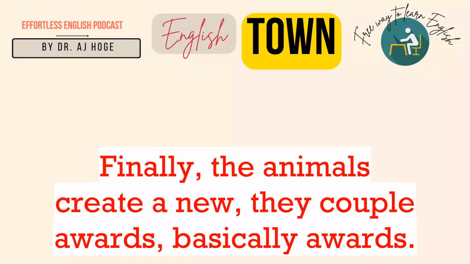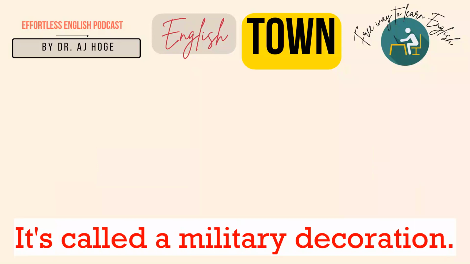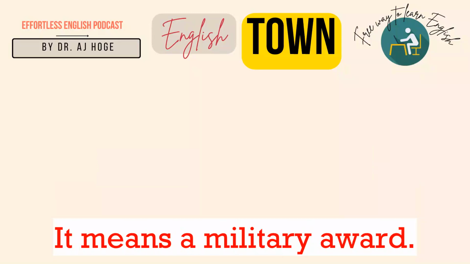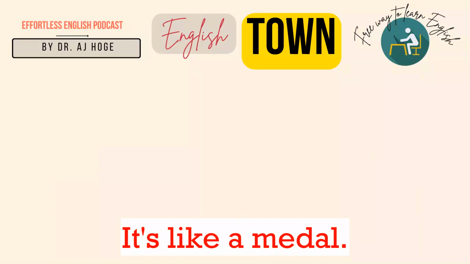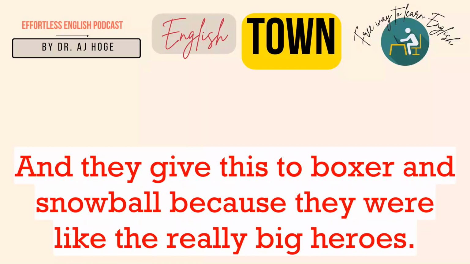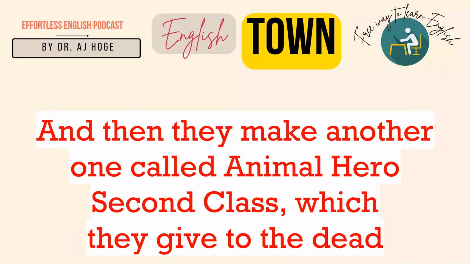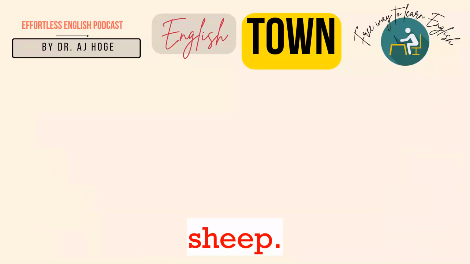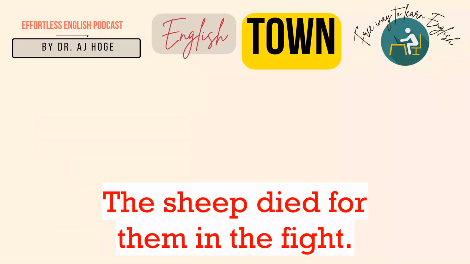Finally, the animals create a couple of awards. It's called a military decoration. It means a military award. It's like a medal. And one is called Animal Hero First Class. And they give this to Boxer and Snowball because they were like the really big heroes. And then they make another one called Animal Hero Second Class, which they give to the dead sheep. The sheep died for them in the fight.